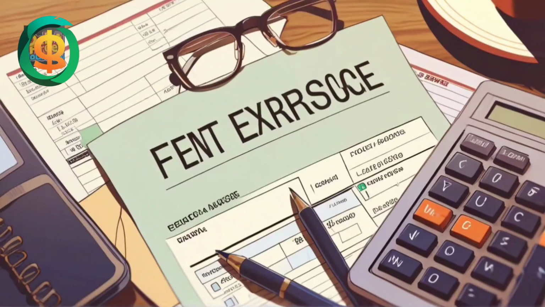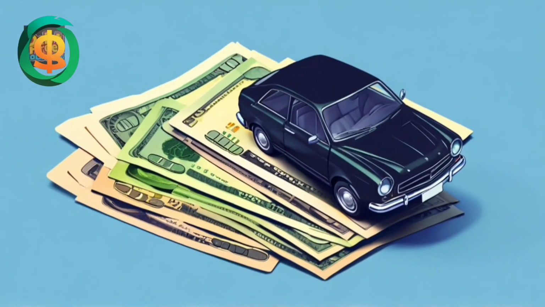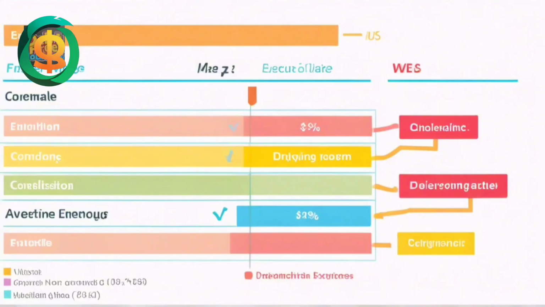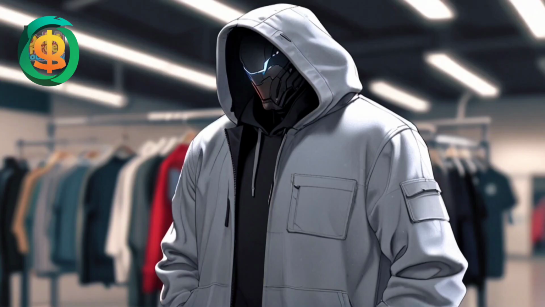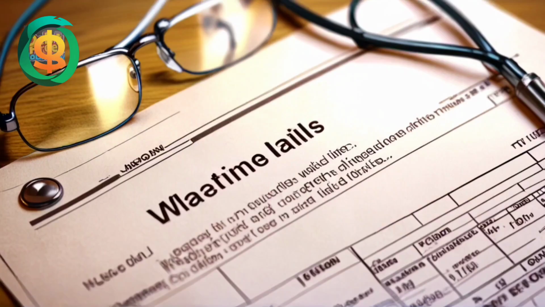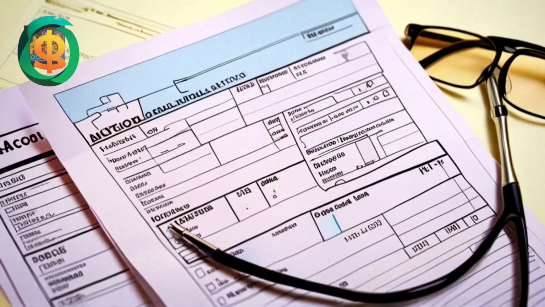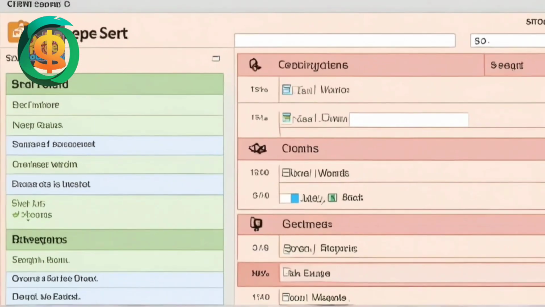Step number 2. List your monthly expenses. Categorize your expenses. Fixed expenses: rent/mortgage, utilities, car payments, insurance, loans. Variable expenses: groceries, entertainment, dining out, clothing, gas. Occasional expenses: gifts, vacations, medical bills. Steps. Review bank statements, credit card statements, and receipts. Categorize each expense. Sum up the total for each category.